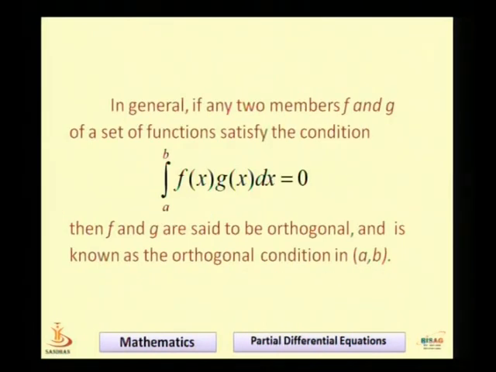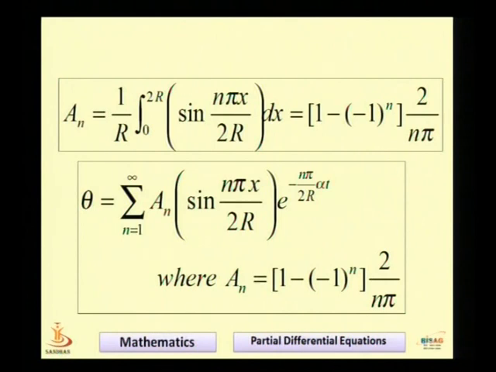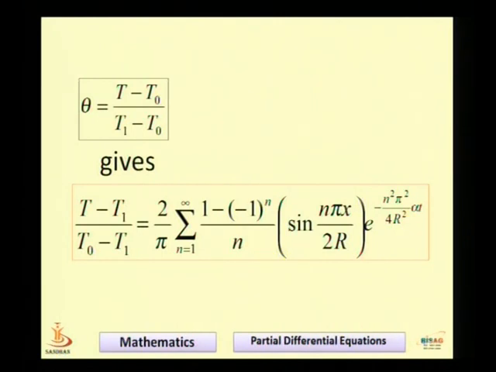Okay. So in general, what are orthogonal functions? If any two members f and g of a set of functions satisfy the condition integral a to b f(x) g(x) dx equal to 0, then f and g are said to be orthogonal, and this is known as the orthogonal condition in the interval a, b. So the orthogonality of two functions f and g also depends on the interval of integration. For example, 1, cos x, sin x, cos 2x, sin 2x, this set is an orthogonal set over the interval from minus pi to pi. So here we have used the concept of Fourier series to find the expression of a_n, okay.